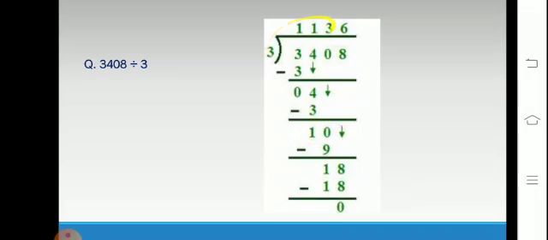Now 3 threes are 9. Subtract 9 from 10. You will get 1. The next digit, which is 8, goes down here. It's 18 now. So 3 sixes are 18. Subtract 18 from 18, you will get 0. So the remainder is 0, and the quotient is 1136.